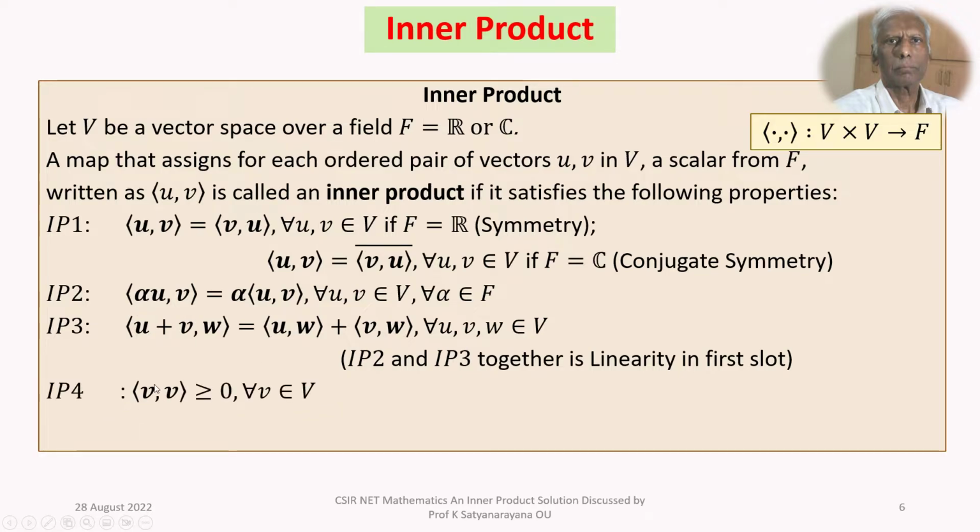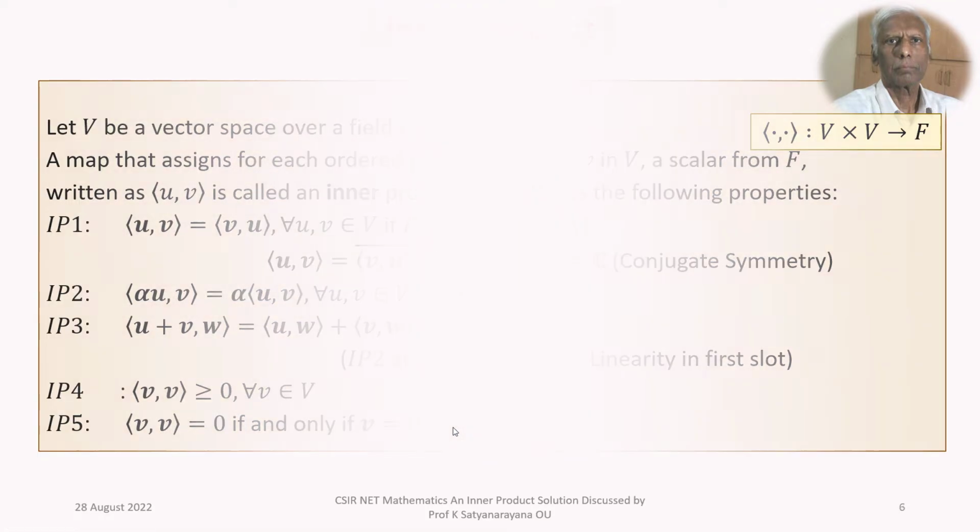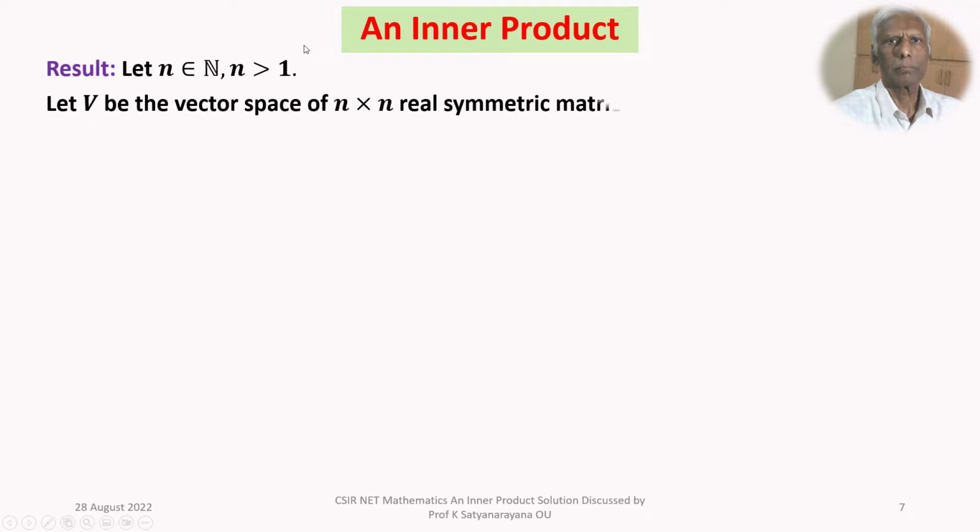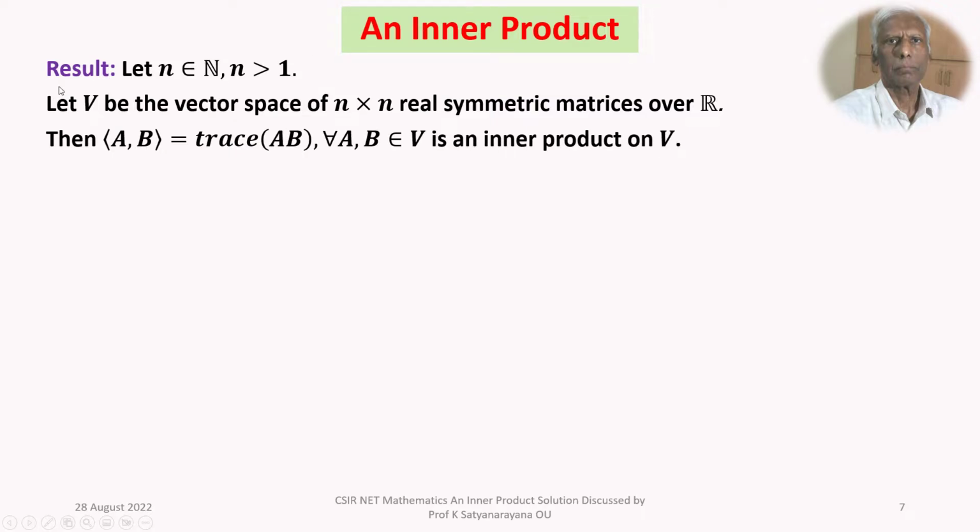IP4: bracket v comma v is greater than or equal to 0, non-negative, for all v belonging to V. IP5: bracket v comma v is equal to 0 if and only if v is the zero vector. If those five properties are satisfied for that bracket, then it defines an inner product. We have this result.